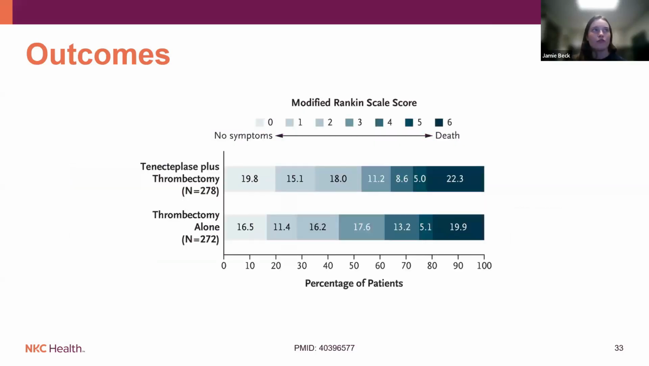This is another visual of the modified Rankin scale score for these patients and the distribution. So at the top is our bridging group, and then the bottom is thrombectomy alone. Lighter colors represent lower modified Rankin scale scores. So we can see that a score of 0, 1, and 2 had a higher distribution in the bridging group compared to thrombectomy alone. And we can see that that distribution kind of closes the gap for higher scores of 4, 5, and 6, where they're similar between the two treatment arms.